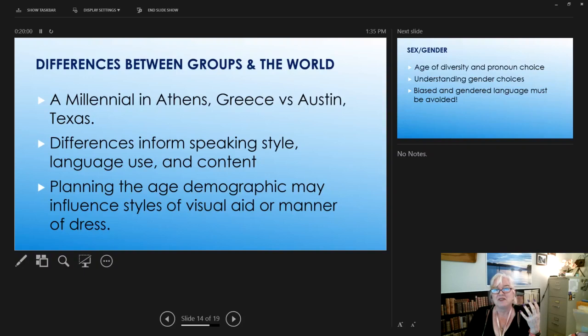But we also have differences in content and what we consider important. So when you're planning your presentations, knowing the age demographics may influence your style of dress, your style of visual aid, all of these things, how you speak. Hope that explains how that's important.